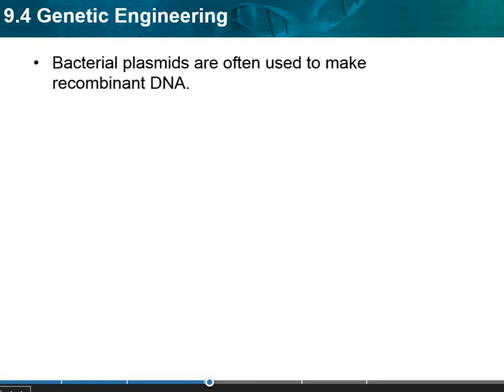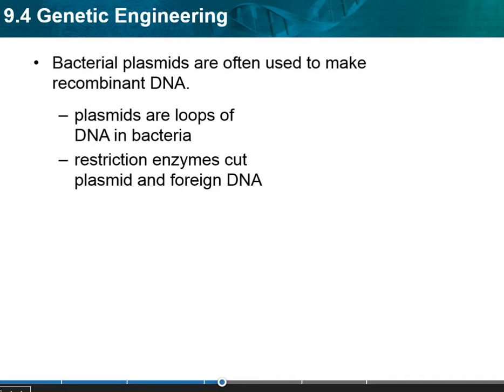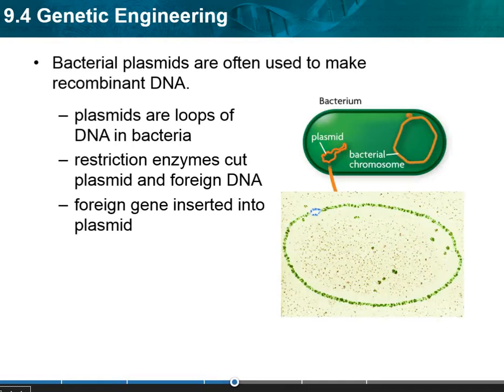So bacterial plasmids are often used to make recombinant DNA. Plasmids are loops of DNA in bacteria. Restriction enzymes cut the plasmid and foreign DNA, and foreign genes are inserted into the plasmid. We will be doing a lab with this where you take the plasmid from a bacteria, and you're only going to want to use one restriction enzyme to cut it, and that same enzyme will cut the human DNA above and below the gene that you're trying to insert. So when you cut it, it'll be able to match up precisely how you want. The sticky ends will match, and then you'll be able to use DNA ligase to put it all together.